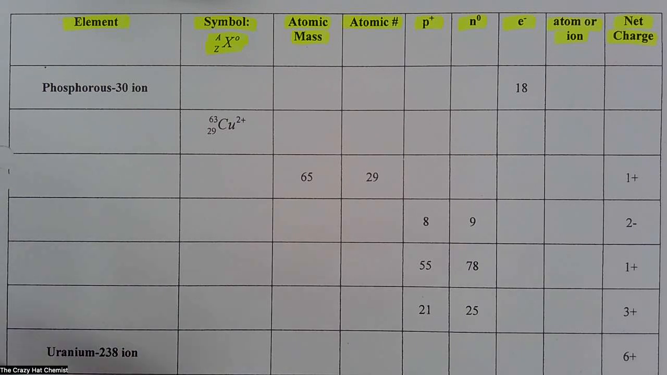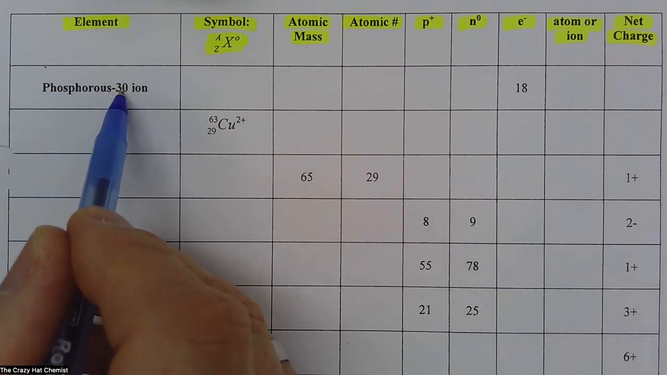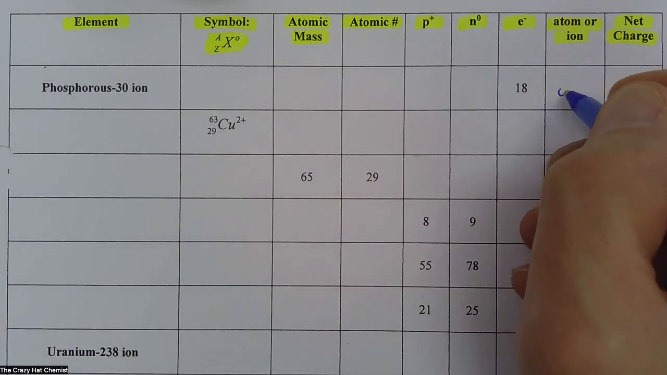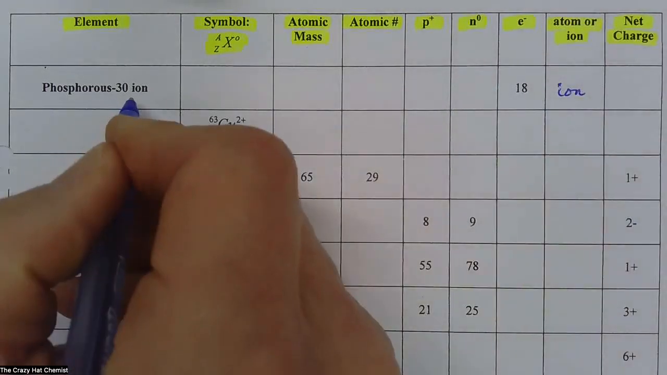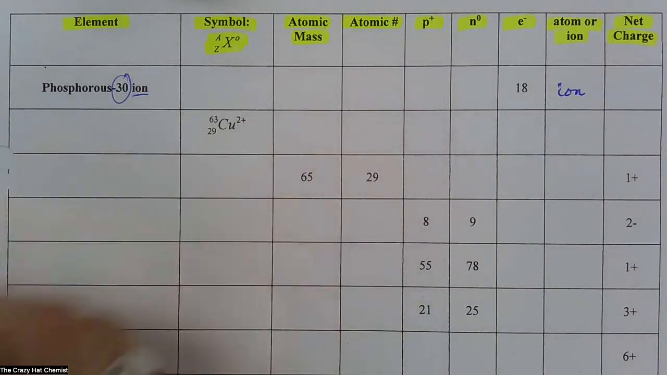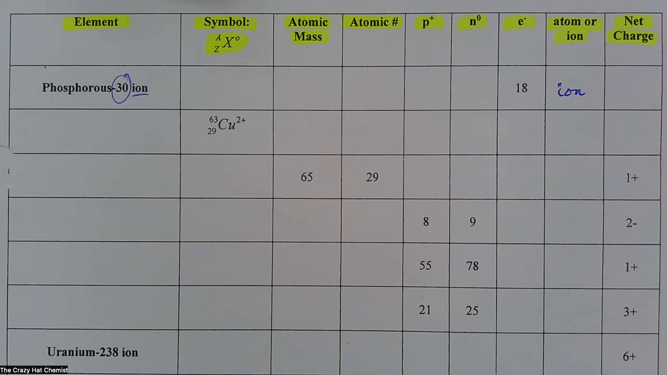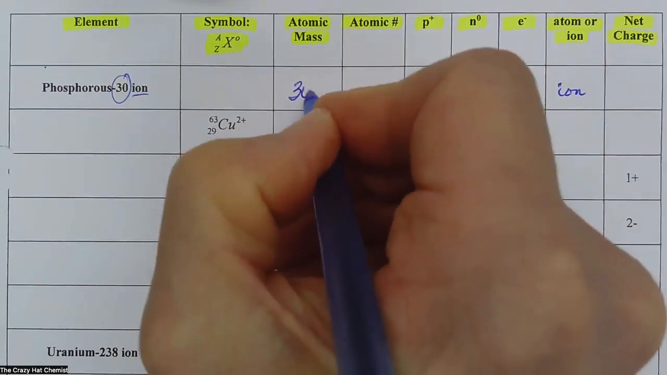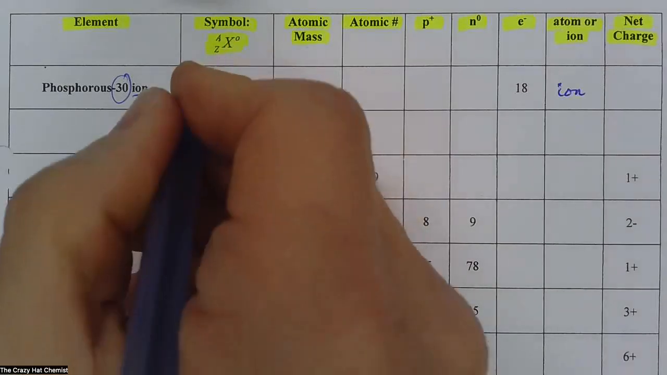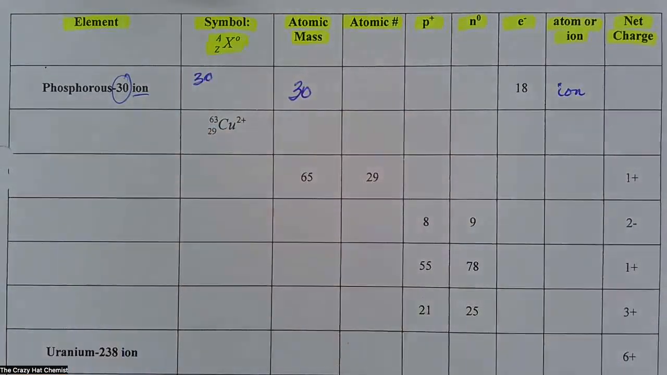So here we go. What do we have given? It says phosphorus 30 ion. So, well, is it an atom or an ion? Well, it's an ion because it says that it's an ion. So hopefully that's explanatory. This 30 over here, just like on the previous worksheets, means the mass. So the atomic mass is 30. That means the A in the standard nuclear notation is actually 30.